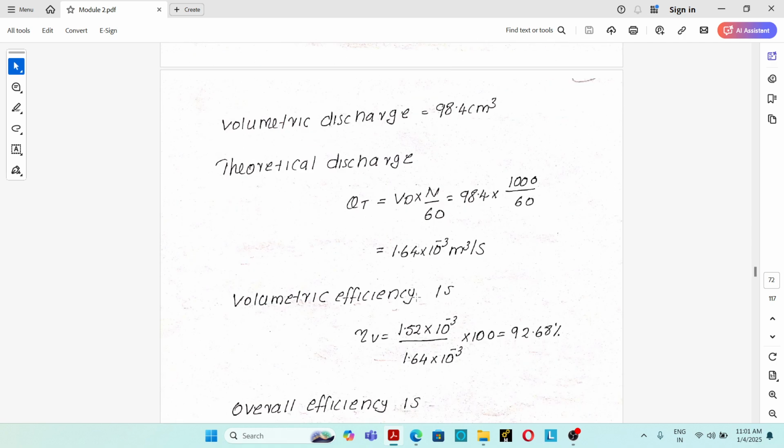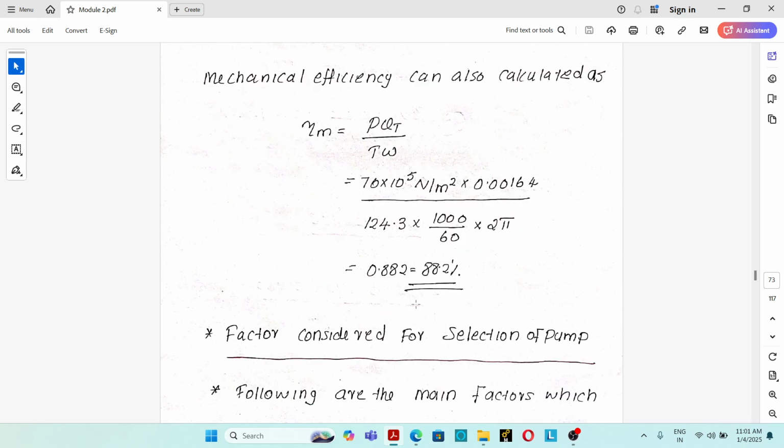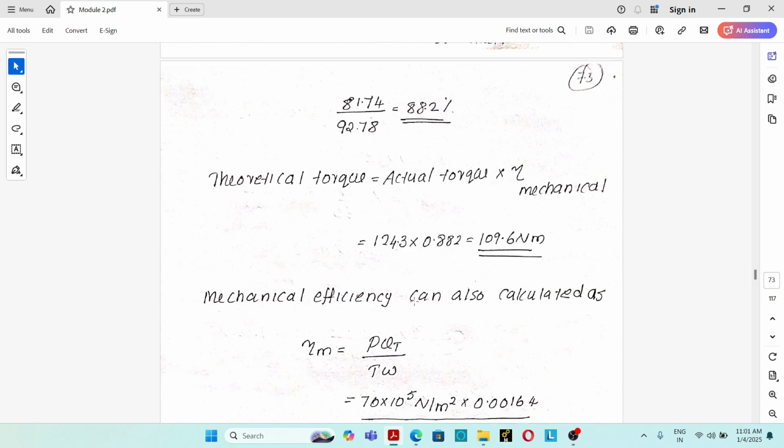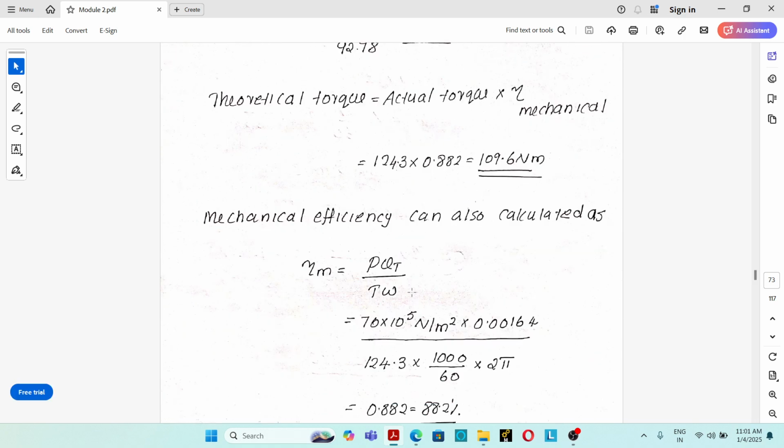There are almost 5 problems that will be there. So you have to go through these problems. There is a chance that it will be asked in examinations.